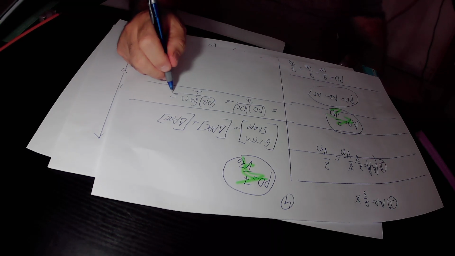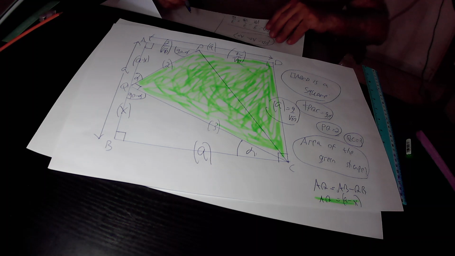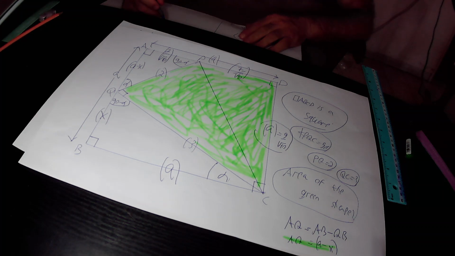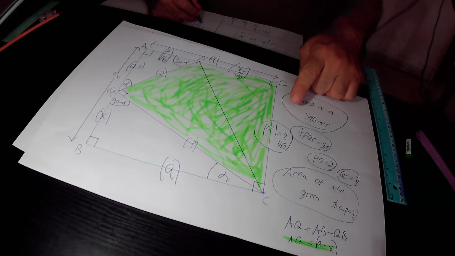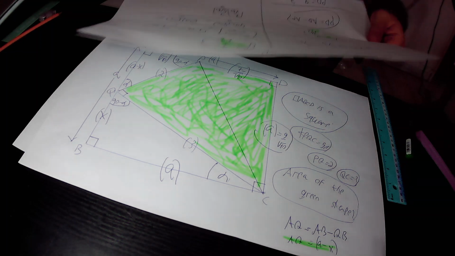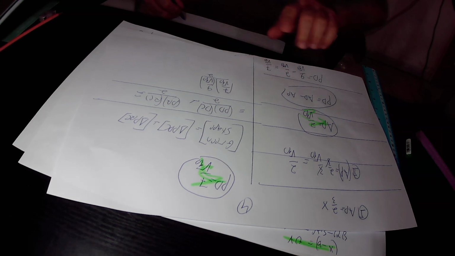So in total, the area of the right triangle PDC equals PD. PD is 7 over square root of 10, you can see here, times DC. DC is 9 over square root of 10, divided by 2. So again, the area of the right triangle PDC in total equals PD, that is 7 over square root of 10, times DC, that is 9 over square root of 10, divided by 2.